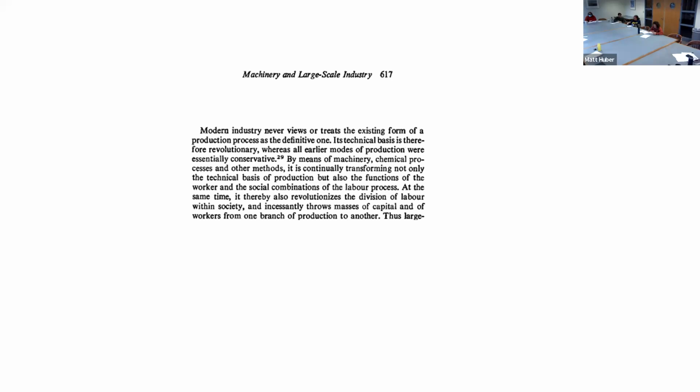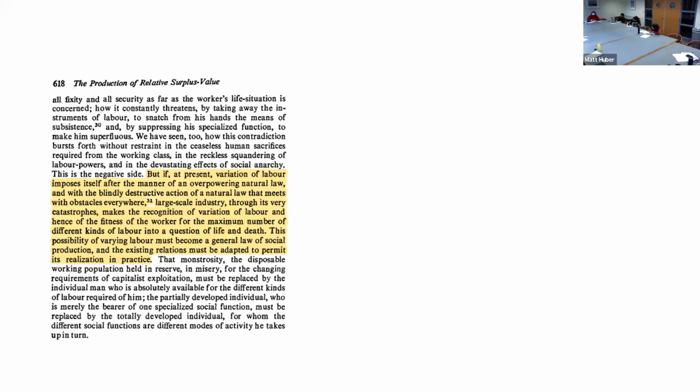By means of machinery and chemical processes, it's continually transforming not only the technical basis of production, but also the functions of the worker and the social combinations of the labor process. It revolutionizes the division of labor within society and incessantly throws masses of capital and workers from one branch to another. The variation of labor imposes itself after the manner of an overpowering natural law, with the blindly destructive action of a natural law that meets with obstacles everywhere. Large-scale industry, through its very catastrophes, makes the recognition of variation of labor and the fitness of the worker for the maximum number of different kinds of labor a question of life and death.